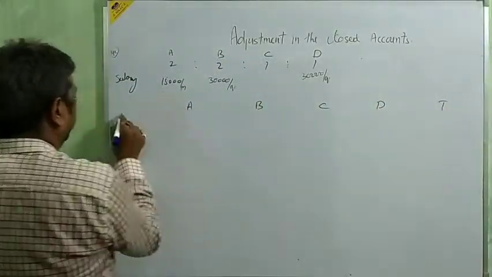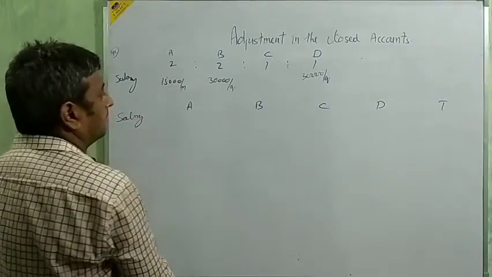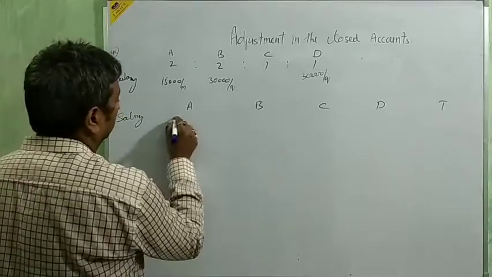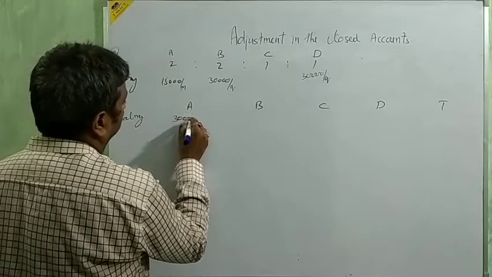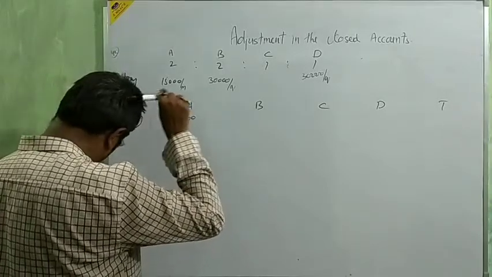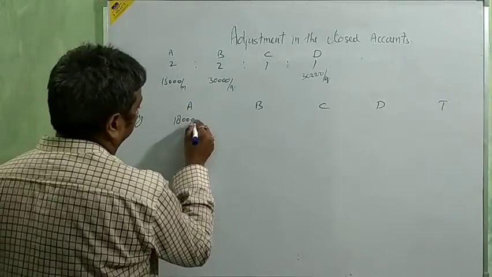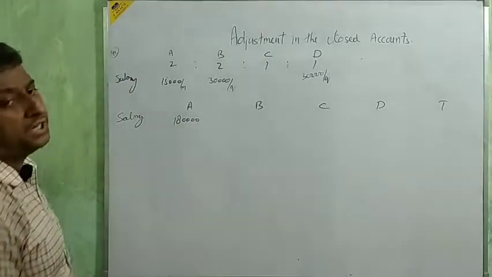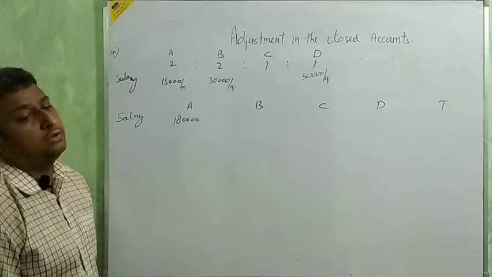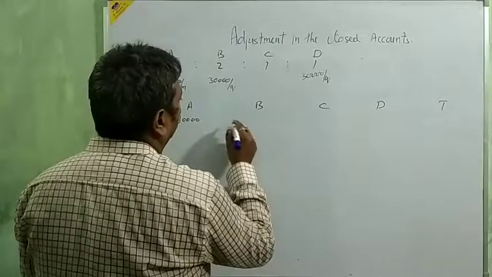Then salary: 15,000 per month, multiplied by 12, 15 into 12. Okay, beta. 15 2s are 30. 0, 3. 15 1s are 15, 380. 1 lakh 80,000.